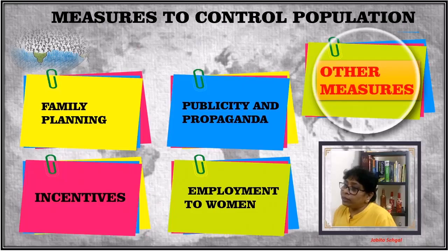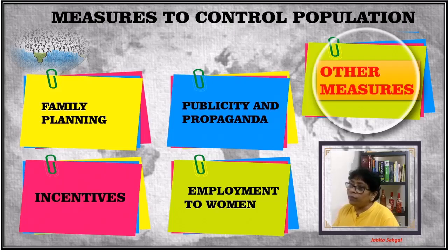Other measures. Family planning. Family planning is the spacing or preventing the birth of children. So by applying preventive measures, people can regulate birth rate, and the success of this method depends upon the free availability of contraceptives for birth control. Next we have publicity and propaganda.